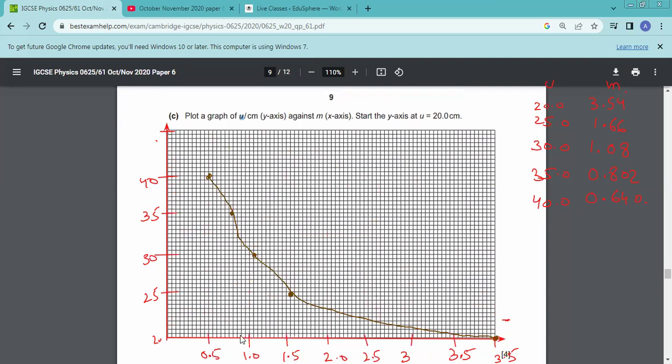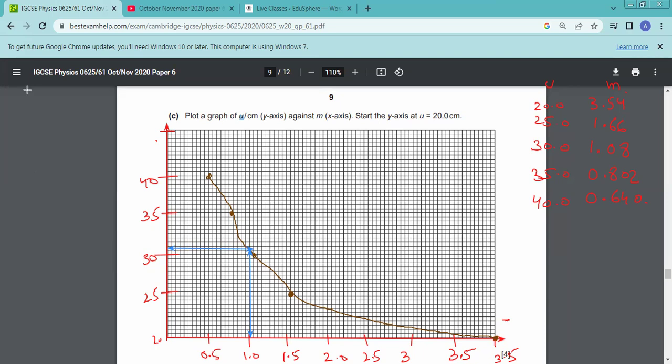So at 1.0, the value of u is almost 31. Though I haven't made that exact graph, the value of u is 31.